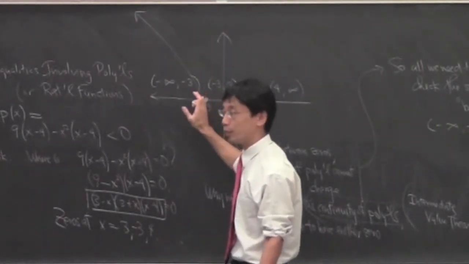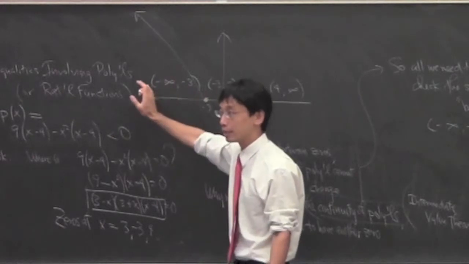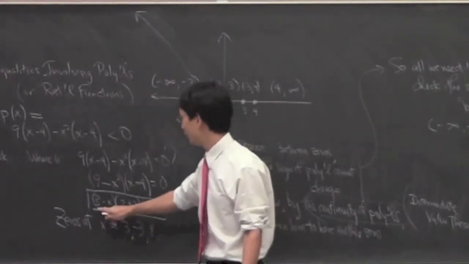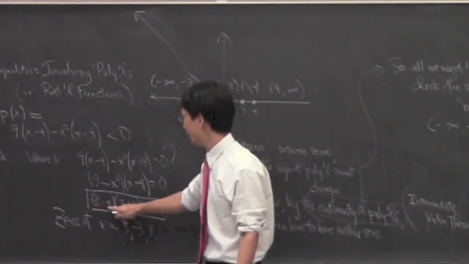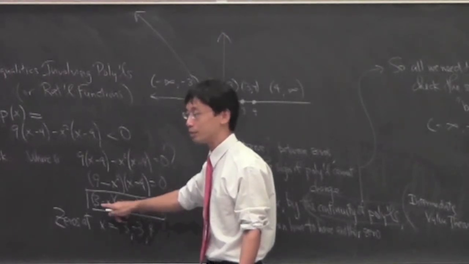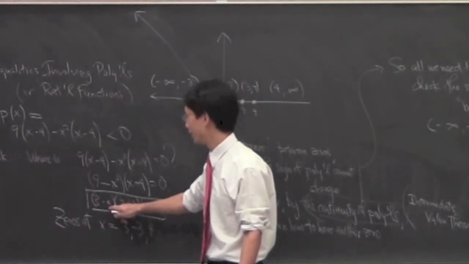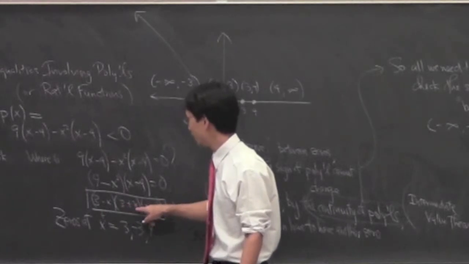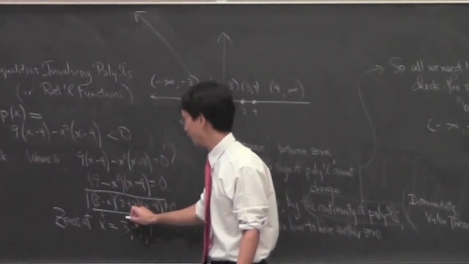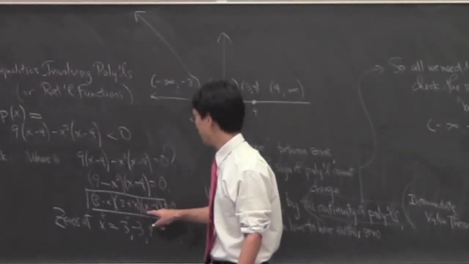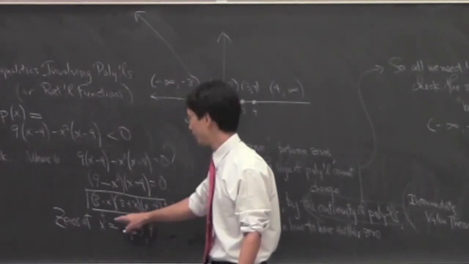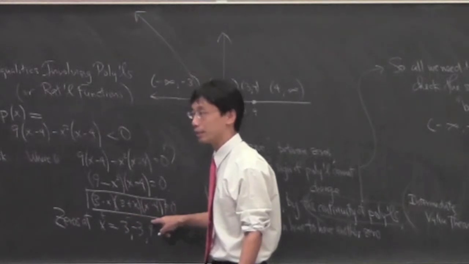Same thing for here. I just need to check at one point. So I take x to be a gigantic negative number. Okay. 3 minus a gigantic negative number is positive, because you're subtracting a gigantic negative number. So I get positive. 3 plus a gigantic negative number is negative. The gigantic negative number minus 4 is still negative. So I get positive times a negative, so it's positive.